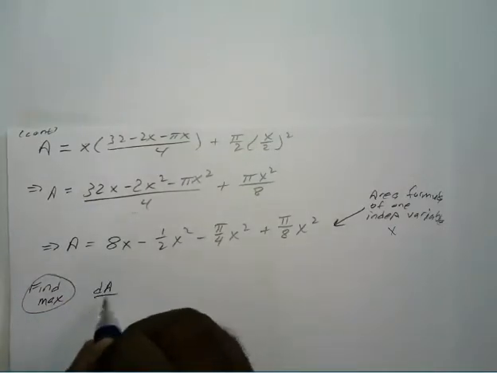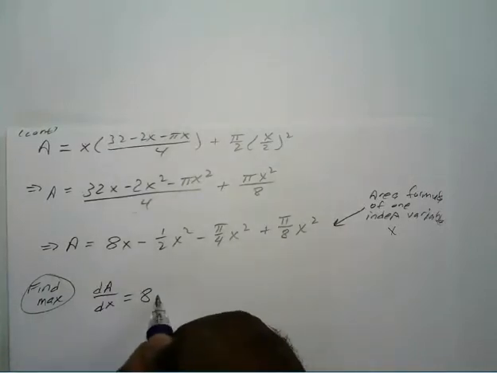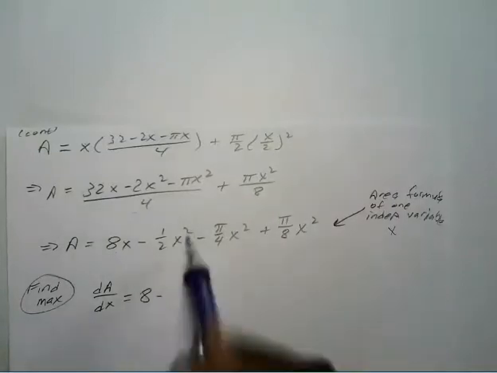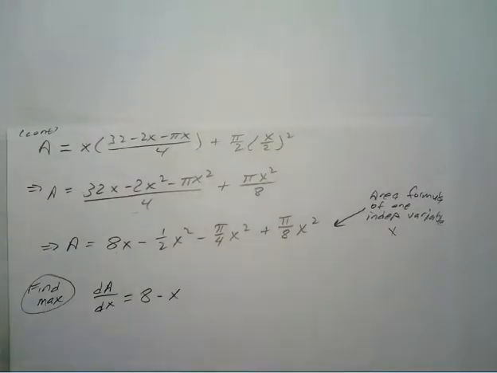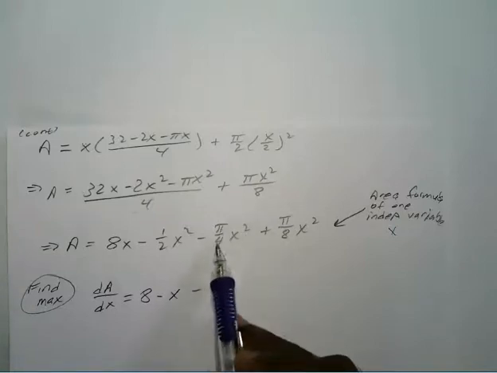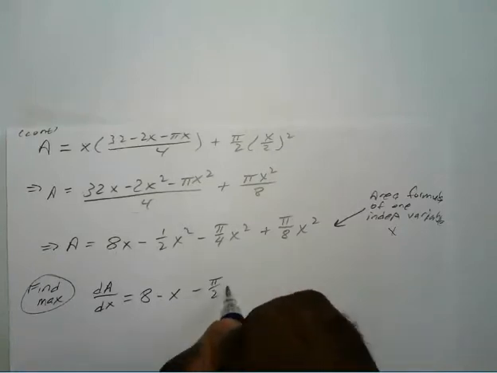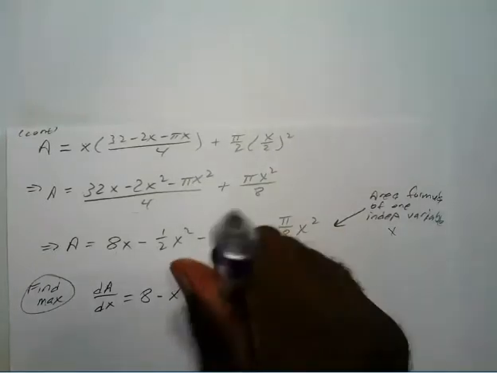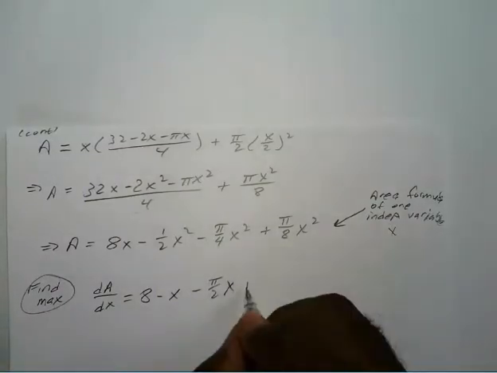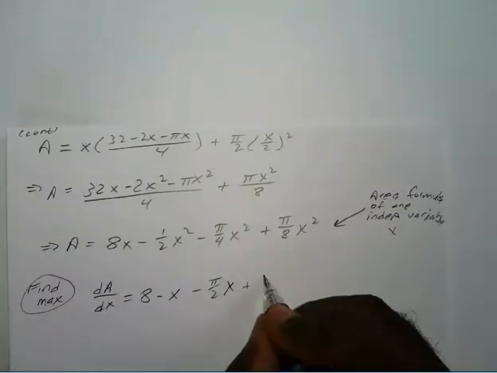So the derivative of A with respect to x is going to equal the derivative of this term. 8x is just 8. Minus the derivative of 1/2 x squared. Bring down the 2, it cancels out. Subtract 1 from there, it's just x. Minus the derivative of pi over 4 x squared. We bring down our 2. The 2 and the 4 cancel. So you end up with pi over 2 x. Well, the x is actually not underneath, so I'm going to make sure that's up high enough. There we go. Plus the derivative of pi over 8 x squared, bring down the 2, that ends up being pi over 4 x.